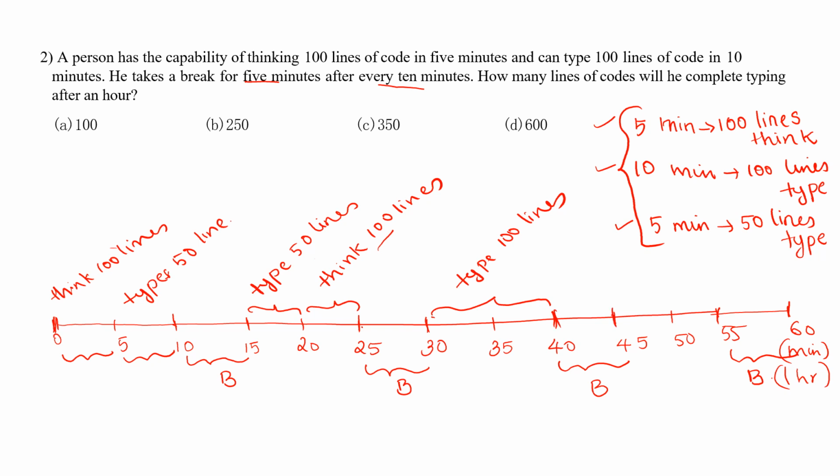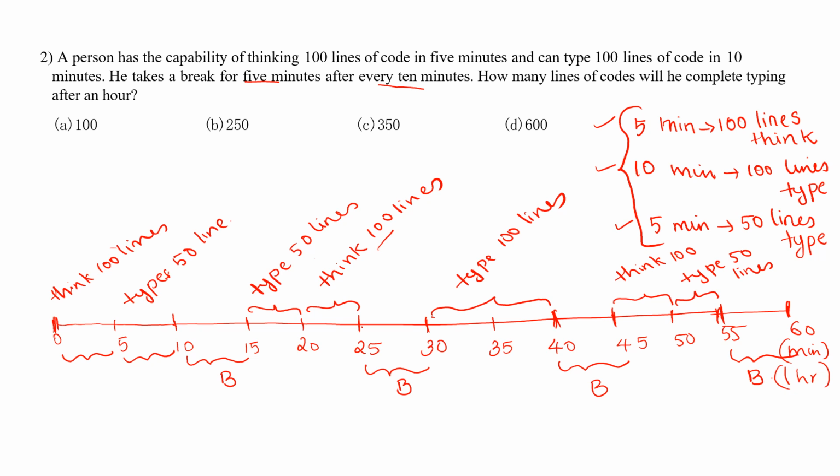Then after that, 45 to 50, he will again think of the next 100 lines. And 50 to 55, in these 5 minutes he will type 50 lines. Okay, and 55 to 60 is his break time.